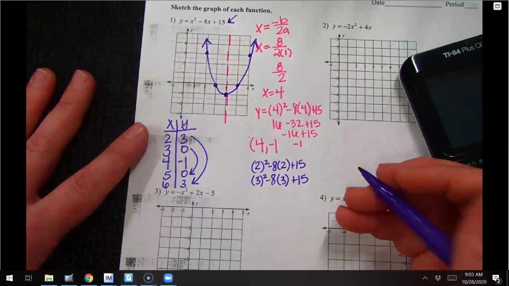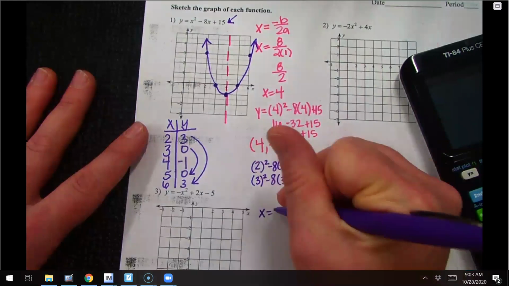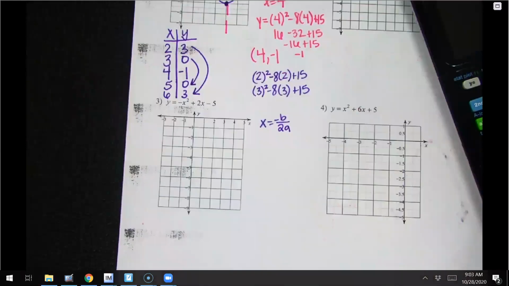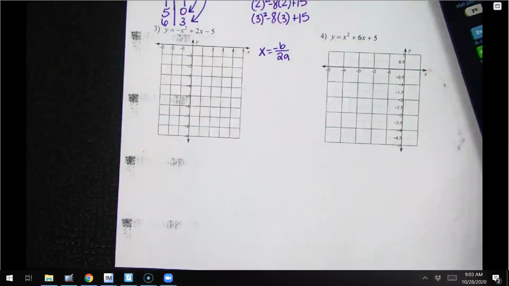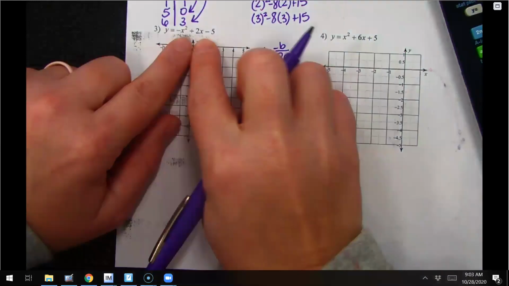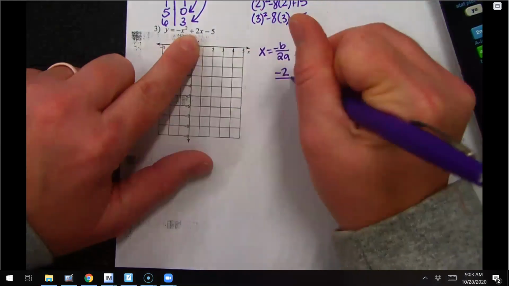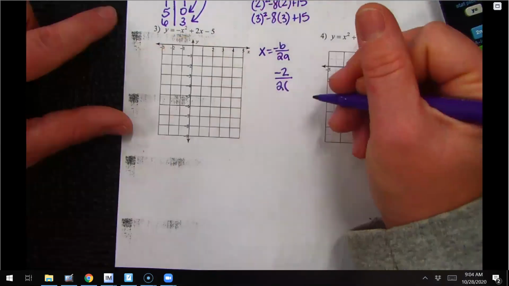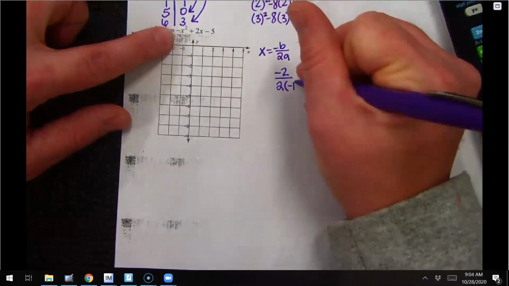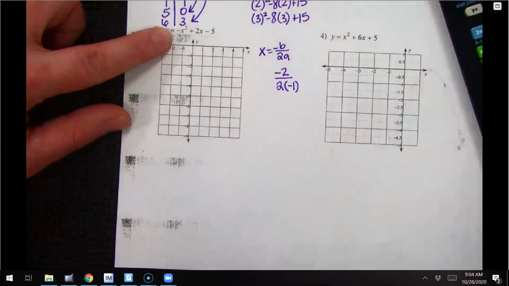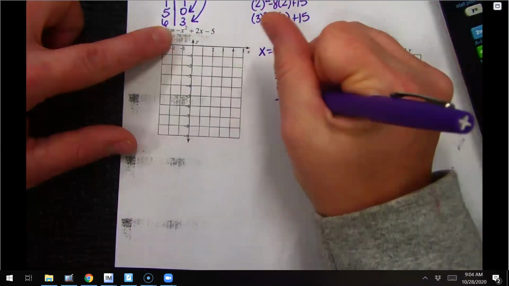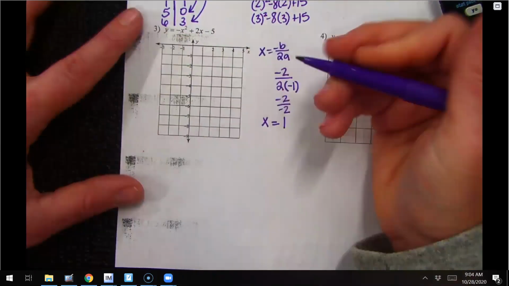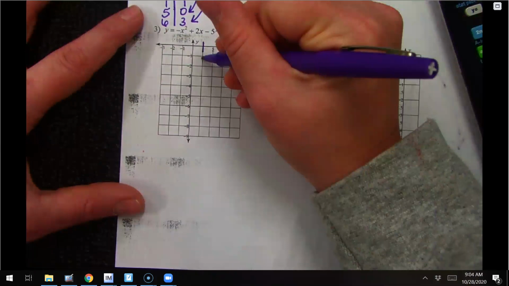X equals the opposite of B over 2A. You always start like that. In this case, who's B? The 2, it's positive. So I'm going to take the opposite of that, so -2. 2 times A is -1. That's going to be -2 over -2, which is +1. So at +1, I'm drawing my dash line.